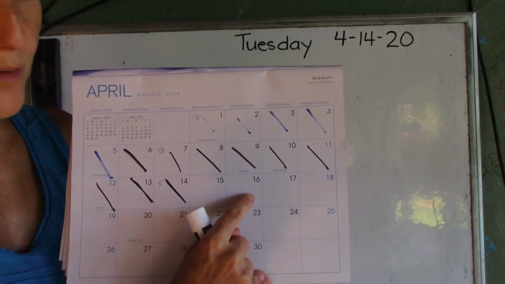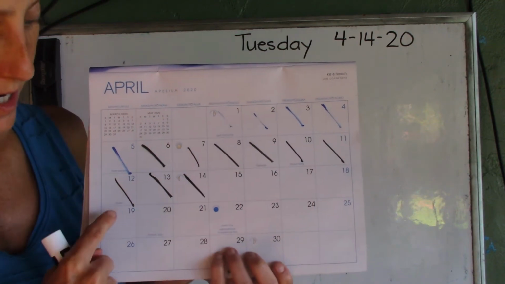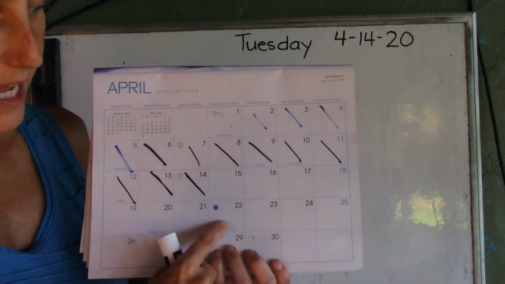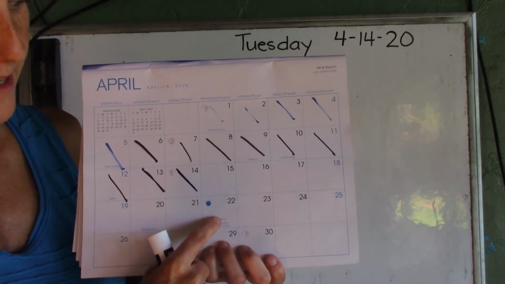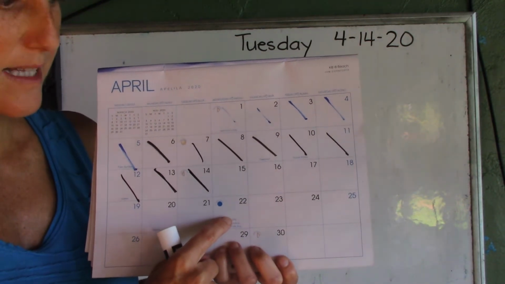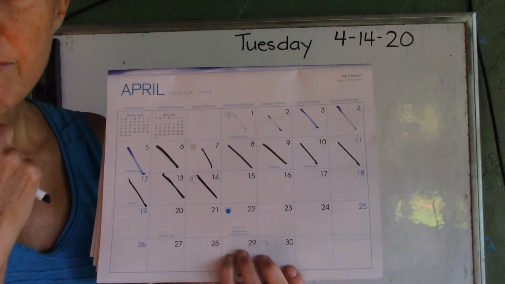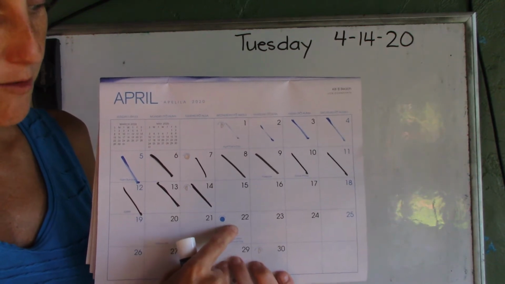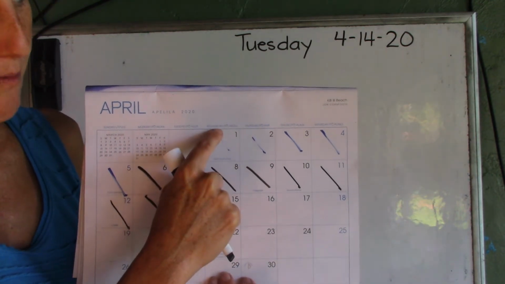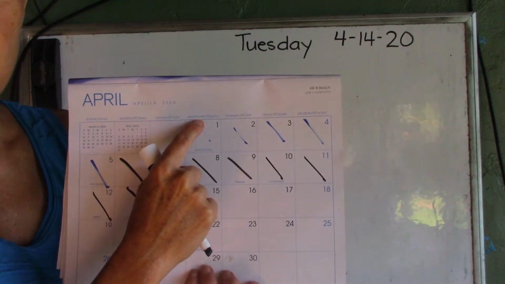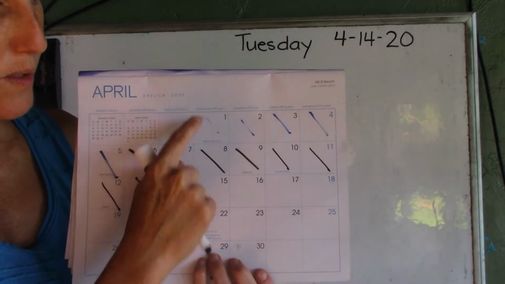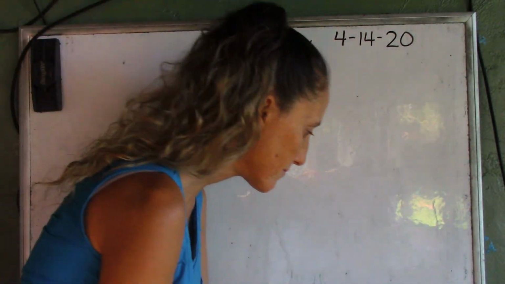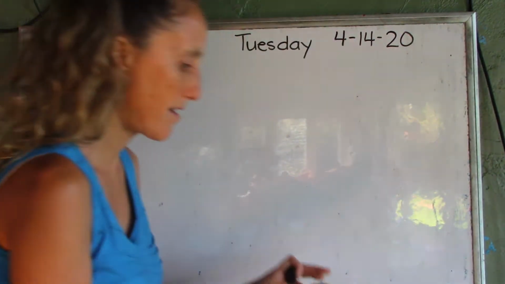1, 2, 3, 4, 5, 6, 7, 8. There's 8 more days until Earth Day and the new moon. 8 more days. Now, which day is Earth Day on? And you can tell that by going straight up from Earth Day up to the day which it says Wednesday. So Earth Day is on a Wednesday, and it's 8 days from today.